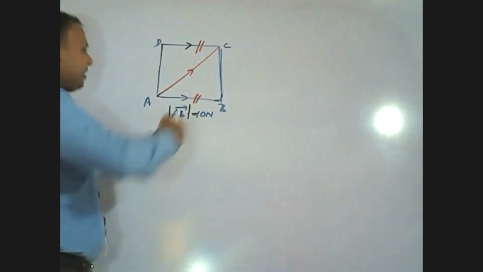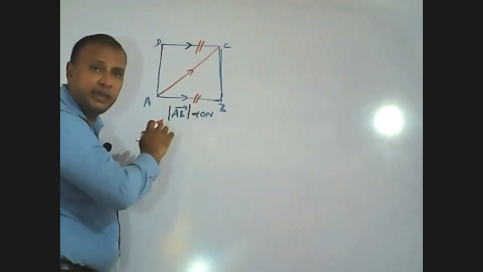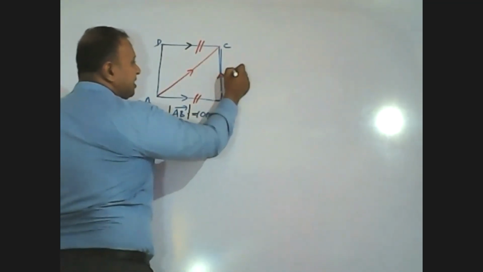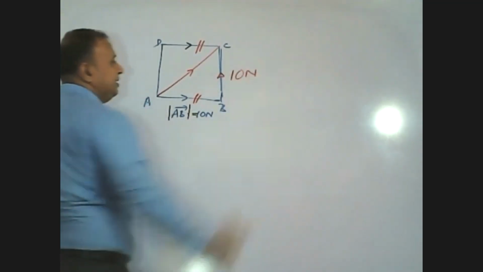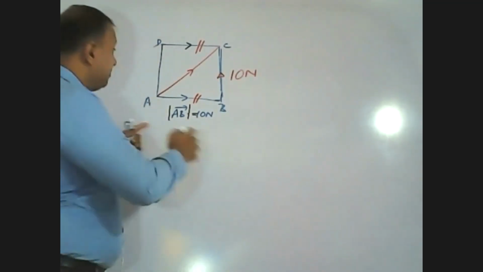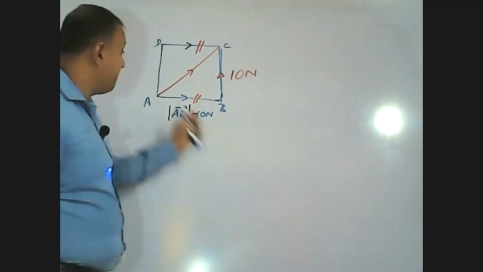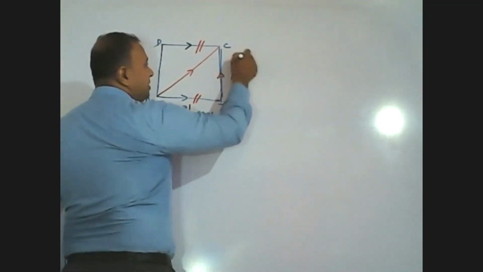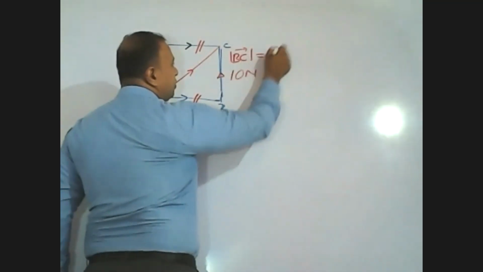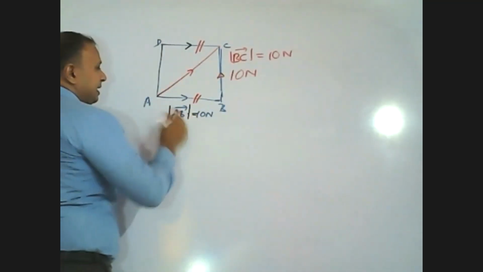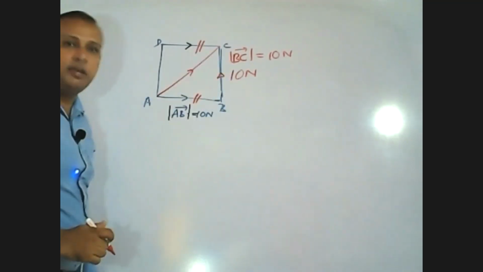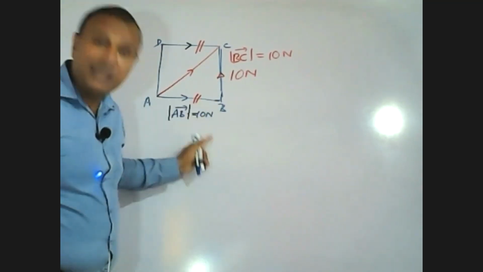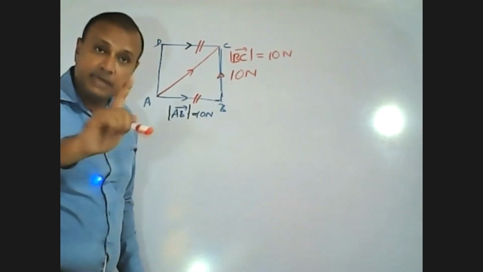Then, as this is a square, we can write that this vector is also equal to 10 Newton, because the magnitude of the BC vector is also equal to 10 Newton. AB equals BC, and AB represents 10 Newton. That means BC should represent 10 Newton too.